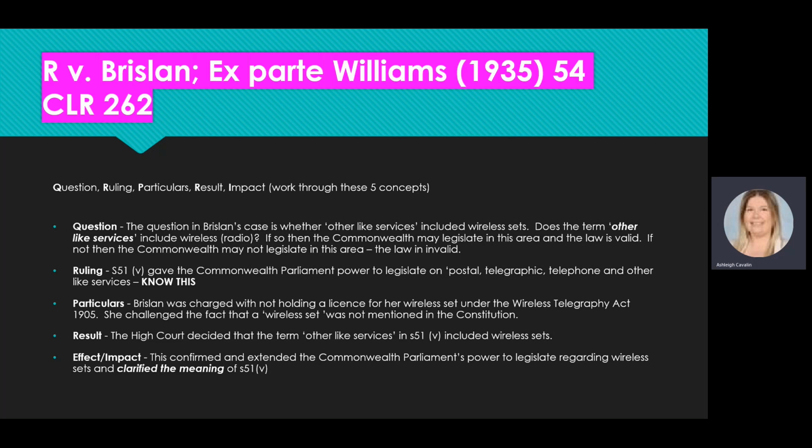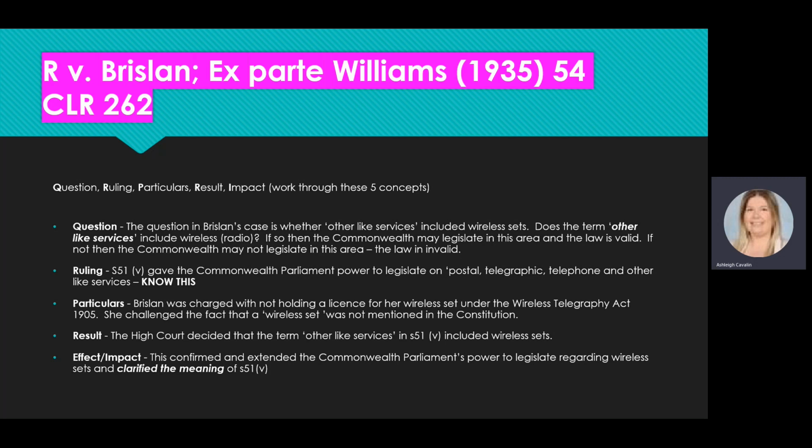So if the Commonwealth can legislate in this area, the law is valid and Brislan should be fined for having a like service. If not, perhaps they can't, and the law would be invalid. Section 51 gave the Commonwealth Parliament power to legislate on postal, telegraphic, telephone, and other like services.